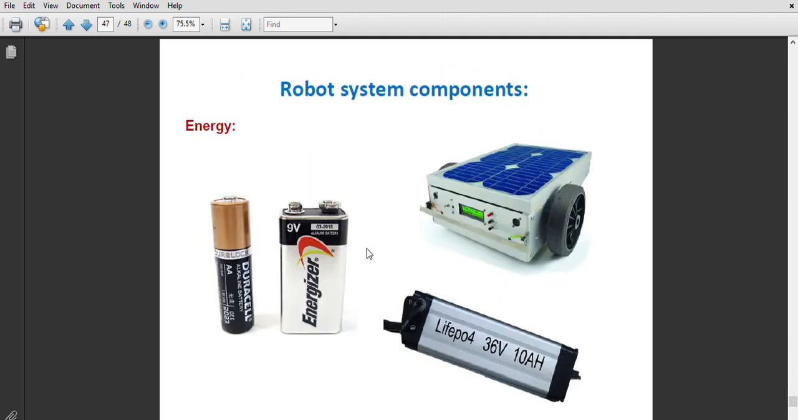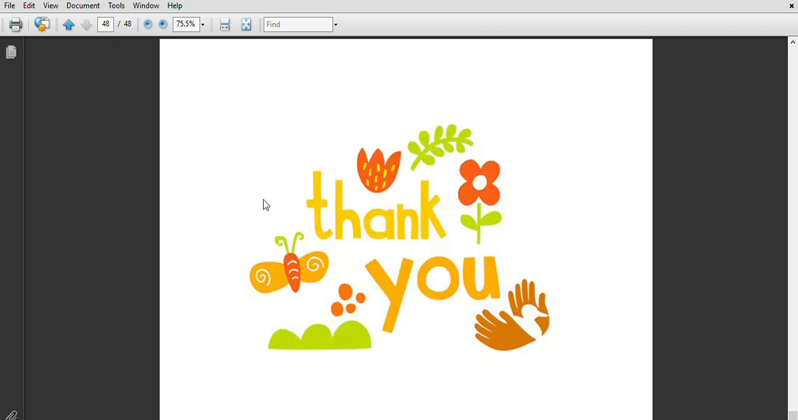For energy, mainly in mobile robots and other humanoid robots, the main energy source is in the form of batteries. We can give the supply to the robots.